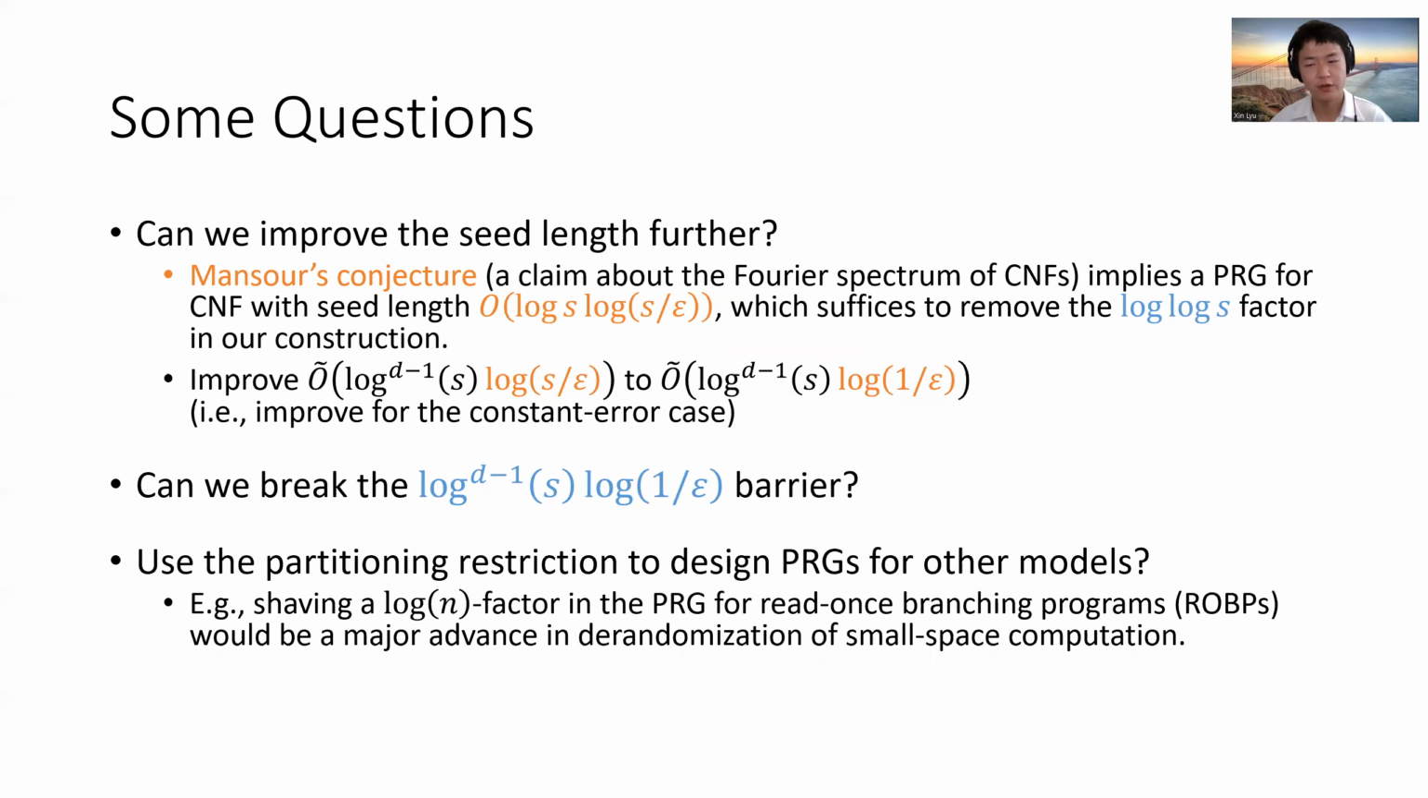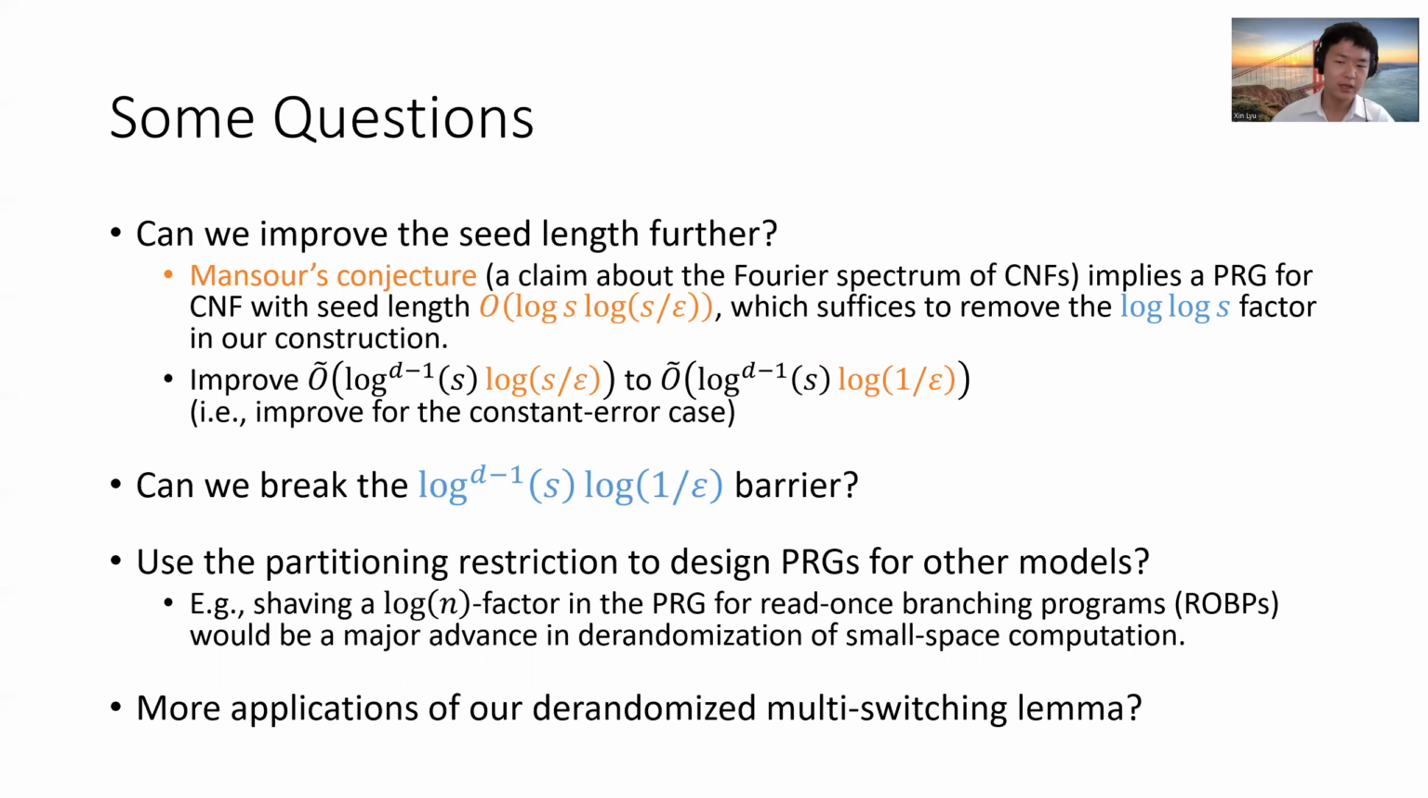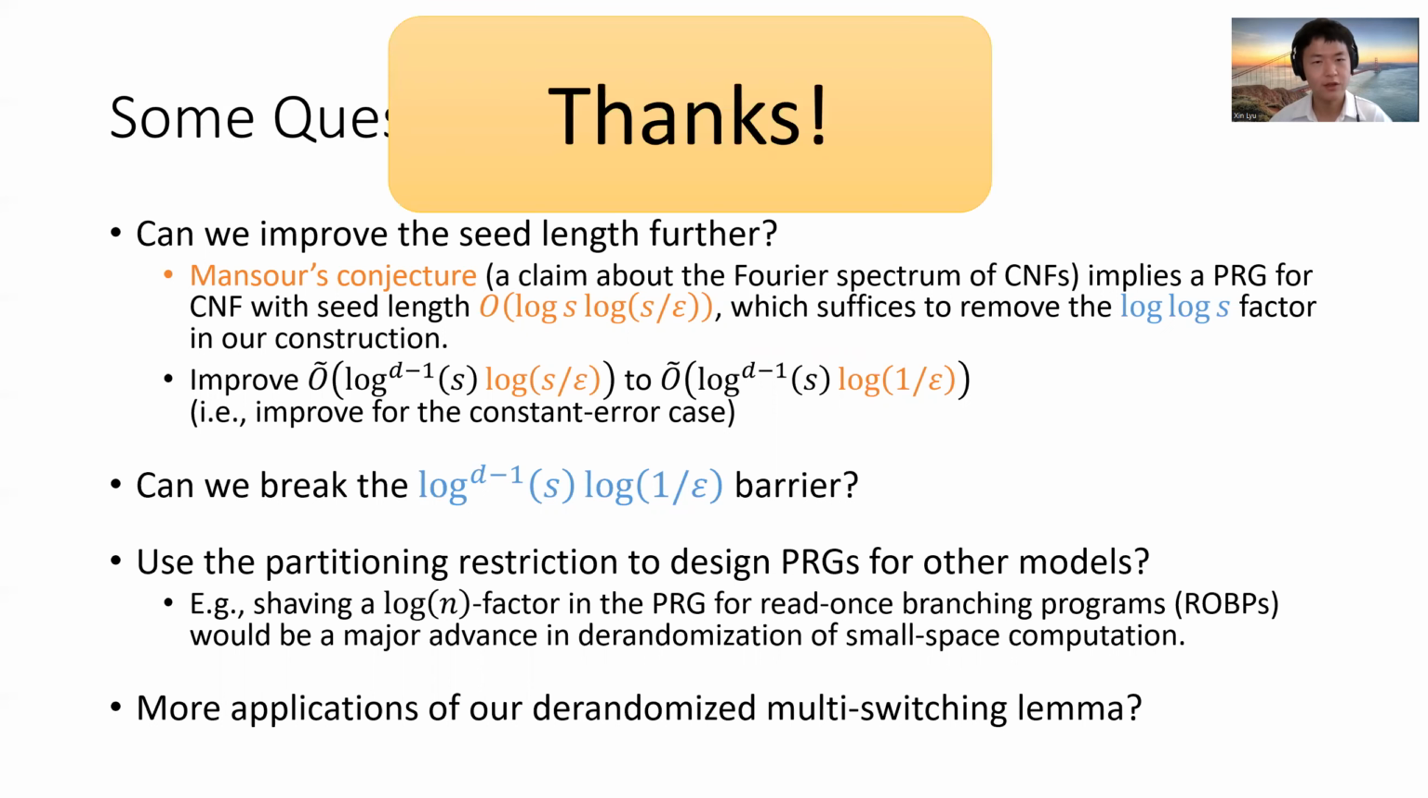Third, we ask if we can use partitioning restriction to design PRGs for other models. For example, shaving a log n factor in the PRG for branching programs would be a major advance in derandomization of small space computation. Finally, can we find more applications of the new derandomized multi-switching lemma? Thank you for your attention.